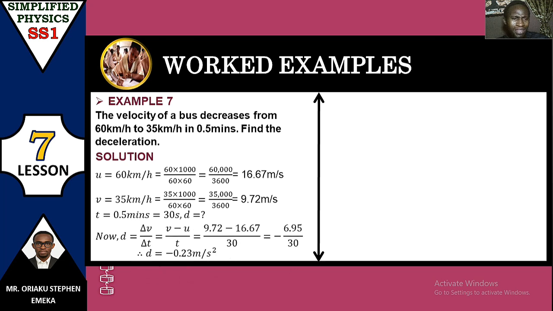So we are being asked to find deceleration. Remember, deceleration is change in velocity over time. So that is v minus u over t. That is going to be 9.72 minus 16.67 divided by 30, and that is minus 6.95 over 30. So therefore our deceleration is minus 0.23 meter per second square. You see that we got a negative answer because the velocity was actually reducing.